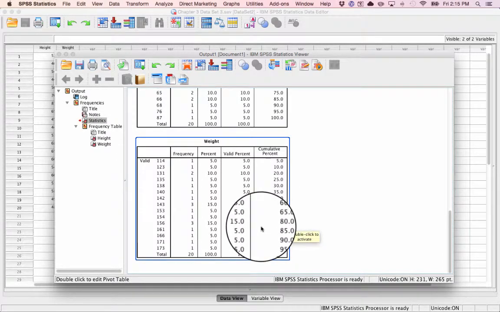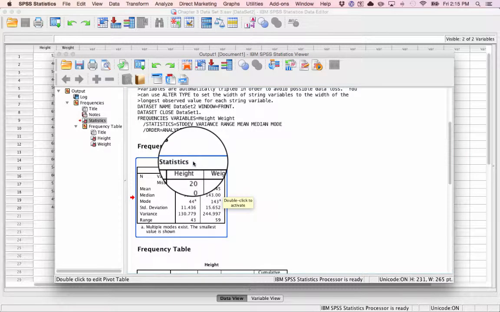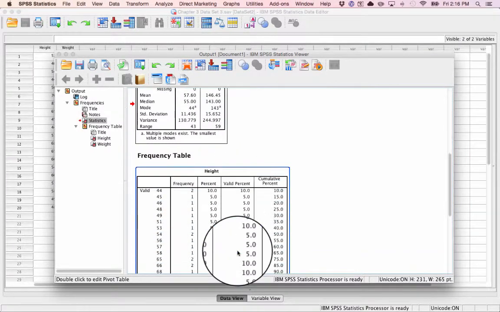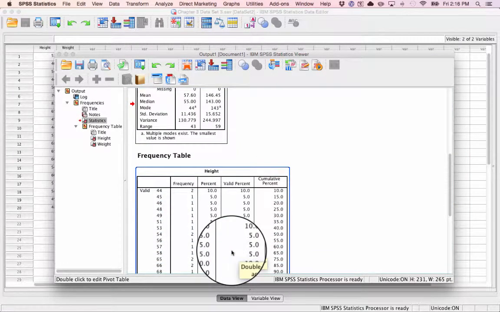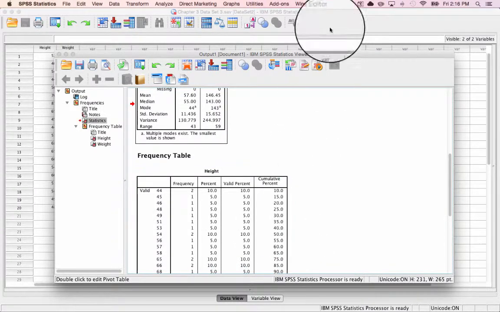When you copy and paste into your Word document, you want to include both the statistics table as well as the frequency tables for each of your variables. This will get you ready for the SPSS assignment number 2.